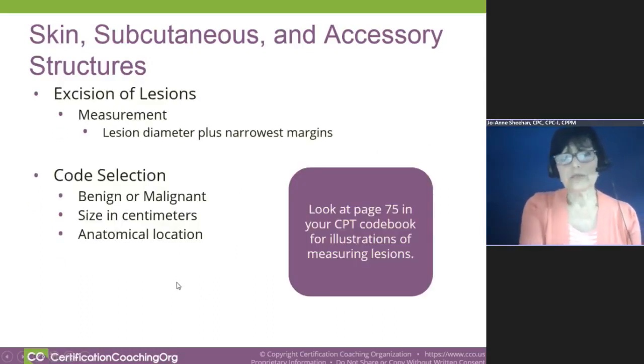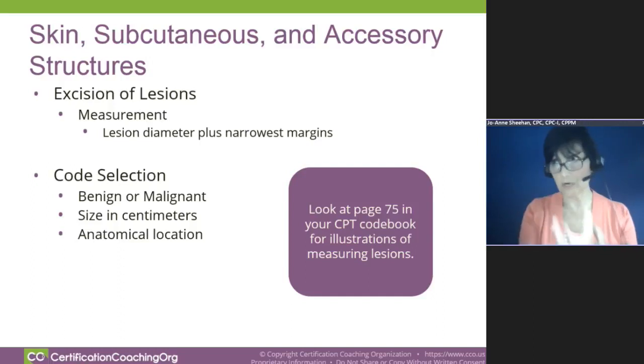Excisions of lesions. You want to focus on the measurements, the lesion diameter plus the narrowest margins. If you open your CPT manual to page 75, you will see illustrations of measuring lesions. It will be broken down into benign and malignant. The size will be in centimeters, and it will also have it broken down by anatomical location. Now, just a couple of tips. Benign obviously means it's non-cancerous. Malignant means it is cancerous.